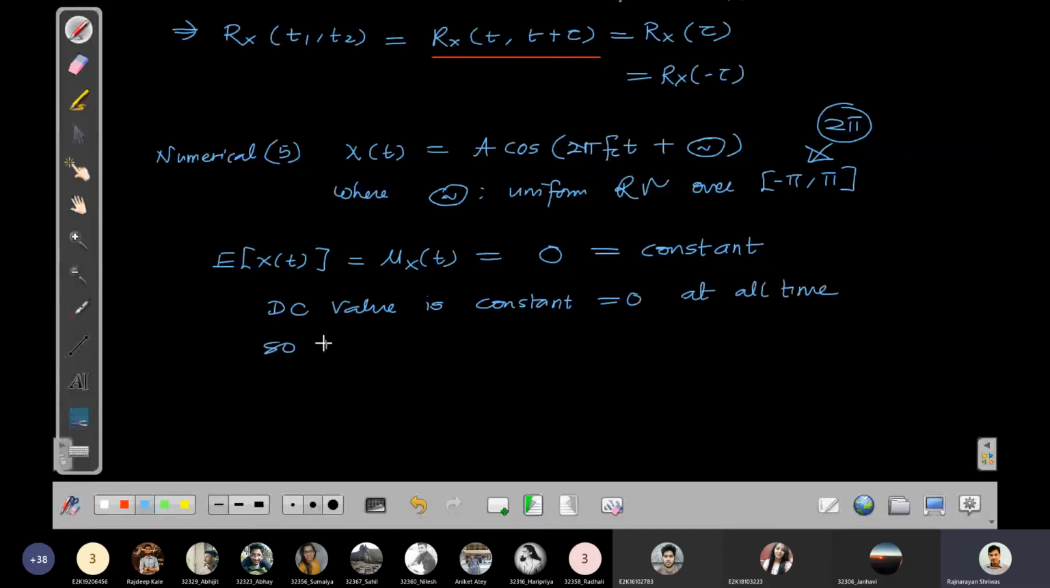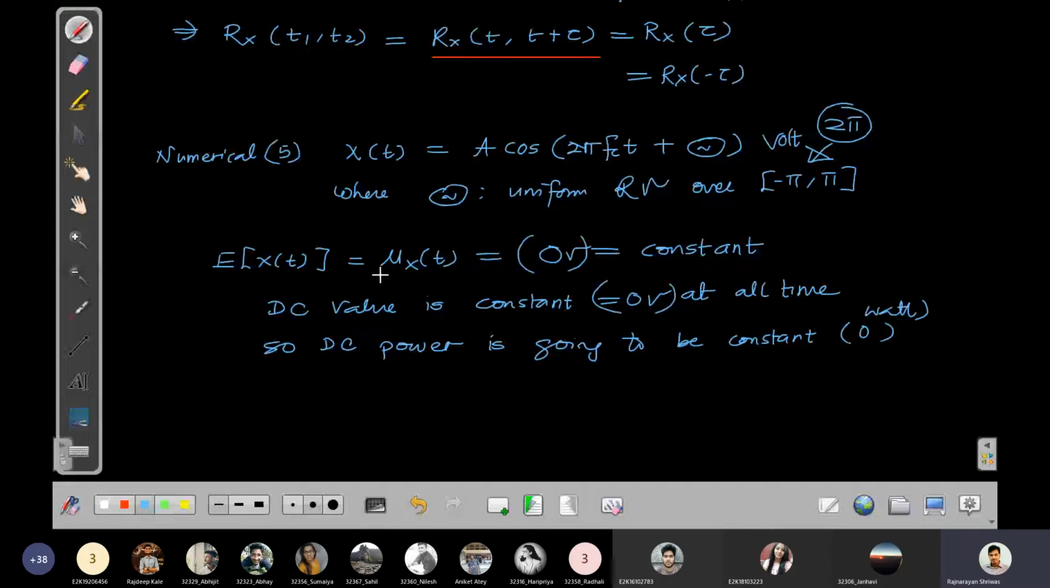So the DC power is going to be constant, and in this case it is 0 watt. I can write 0 watt. I can say this is 0 volt, and this is a signal which is voltage. So this is with respect to the example I am talking about now, but it is in general. If this mu x is constant, then the DC power is going to be constant.